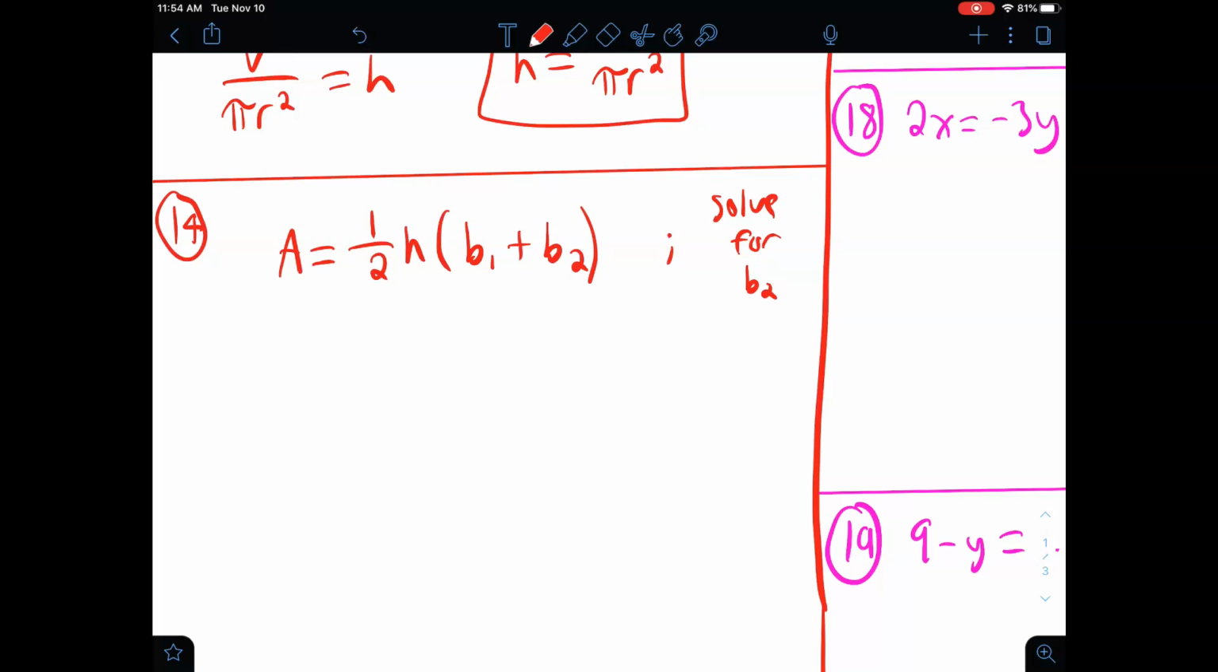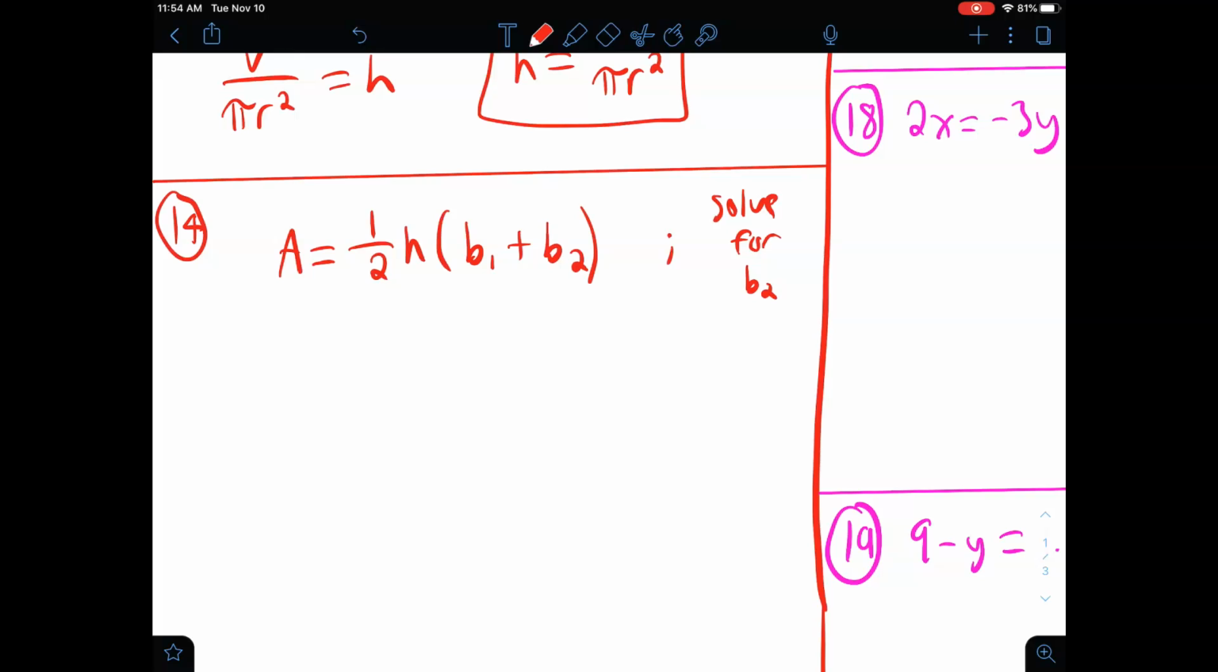We're solving for base 2. So these little numbers in the lower right are subscripts. Those are just labels. When they're in the upper right, it would be exponents, but these are just labels. So we have base 1 and base 2. This is the area of a trapezoid. So just don't be thrown off by those numbers. It's B sub 1 or B sub 2, but basically those are just labels.